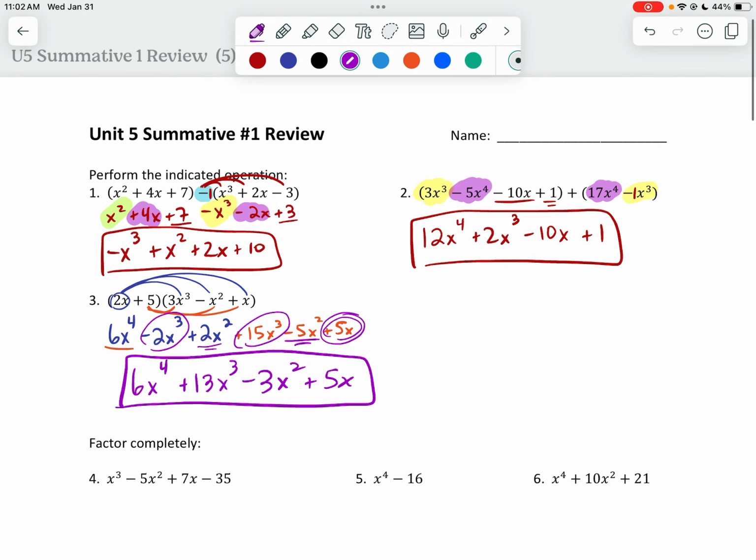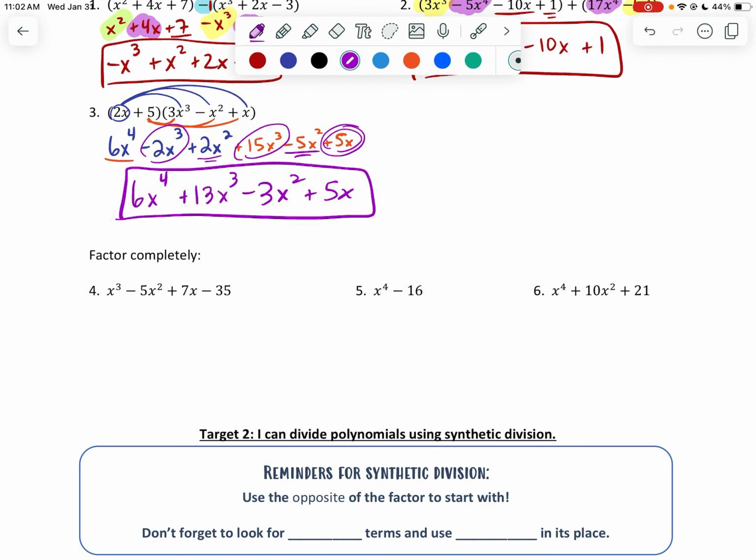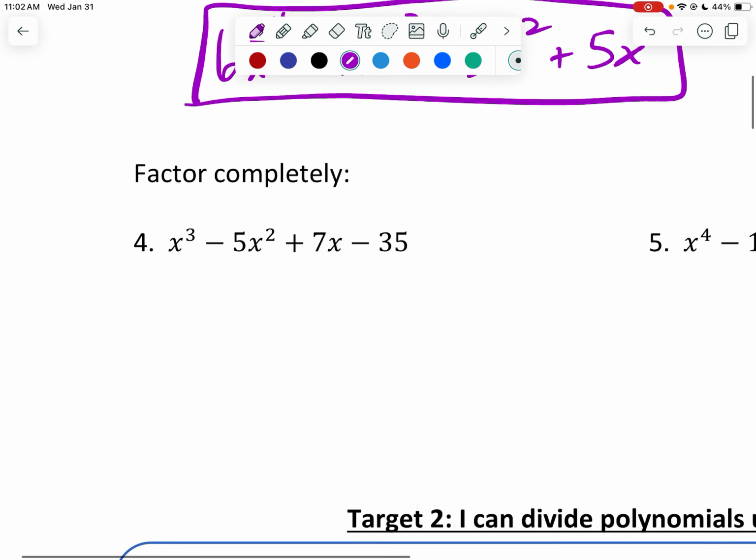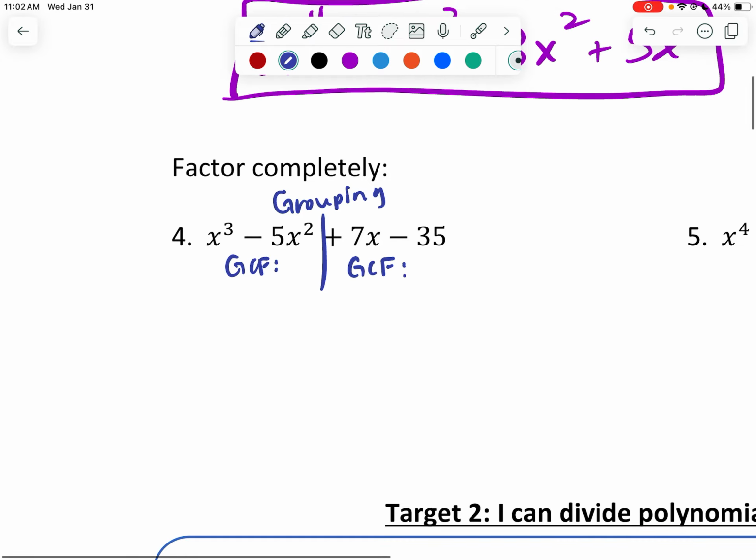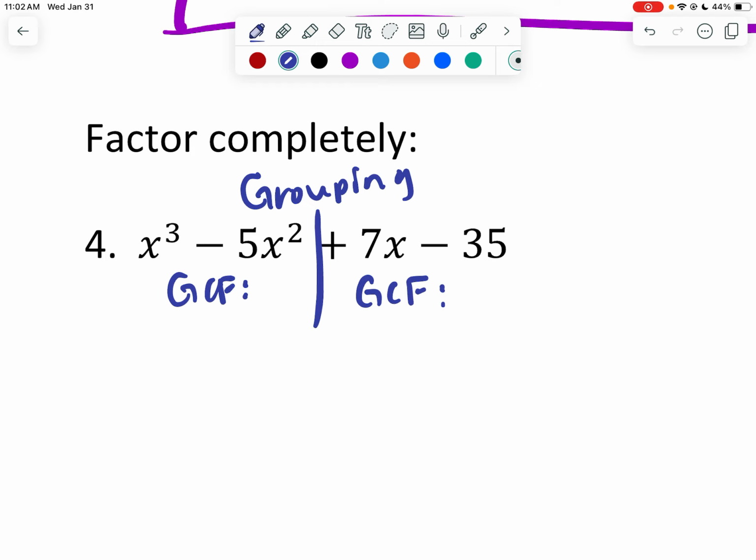Okay, so that was the first thing, just operations: add, subtract, multiply. The second part was factoring. We had a new method to factor things with 4 terms. We called that grouping. We drew a line down the middle and find the GCF of each side. So what can you take out of both terms on each side? On the left, they both have at least an x squared. That's the biggest thing they have in common. And then on the right, you can divide both by 7.